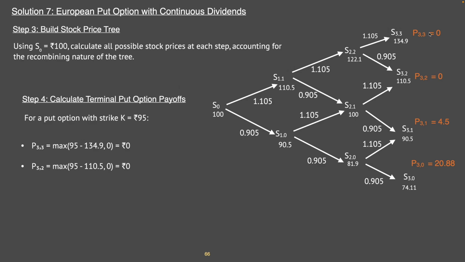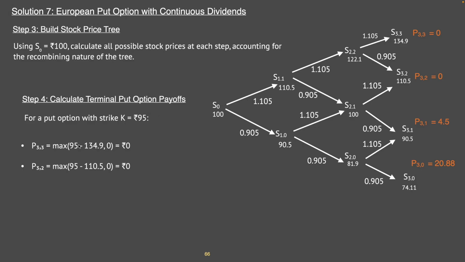Okay, now we know the terminal stock prices. So now we will calculate the terminal put option values. Since we are considering a European put option, if we want to know the put option price here, it is max of strike price minus S33, comma 0. So max of, what is the strike price? 95 minus 134.9, as S33 is 134.9, comma 0.